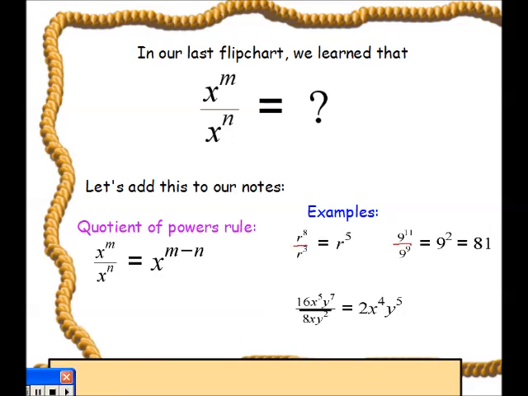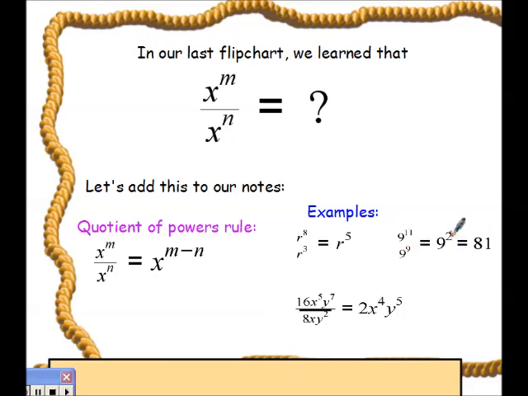We've said before why this works, and we will not go into that again. So here are just a few examples. R to the 8th divided by R to the 3rd equals R to the 5th. I simply subtract my exponents. 9 to the 11th divided by 9 to the 9th is 9 to the 2nd. 11 minus 9 is 2, and 9 squared is 81. You don't cancel out these 9s, because really only 9 of these 9s cancel out with 9 of these 9s. You're still left with a couple of 9s.